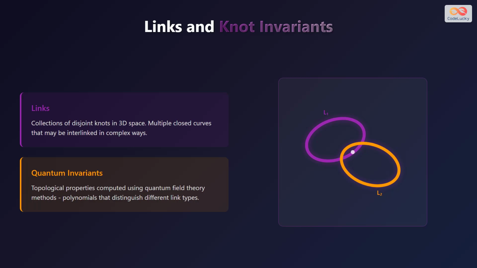Moving beyond individual knots, we encounter links. Links are collections of disjoint knots in three-dimensional space. Imagine several closed curves that may be interlinked in complex ways. These are mathematical links. To understand and differentiate these links, we use quantum invariants. These are topological properties that are computed using quantum field theory methods. These methods generate polynomials that are unique to each link type, enabling us to distinguish them.